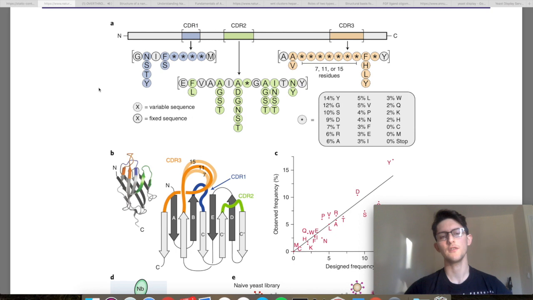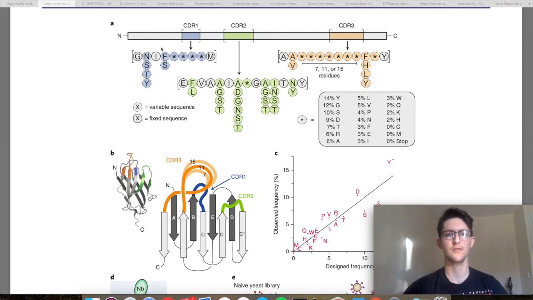So in this paper what they did is they took all of the structures of nanobodies they could find in the PDB, so there were 93 when this was published, and studied all of the complementarity determining regions. And here in figure 1a they have shown the residues that tend to be conserved in these positions in each one of these loops.